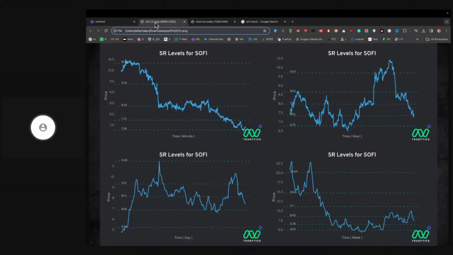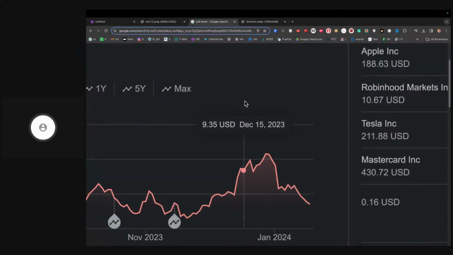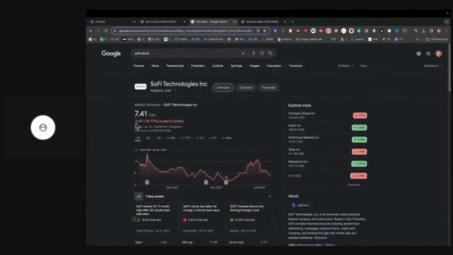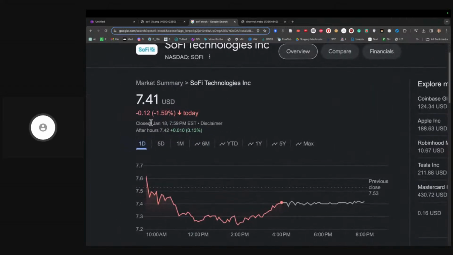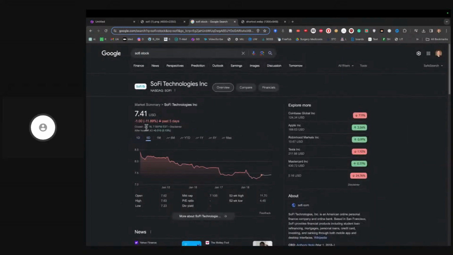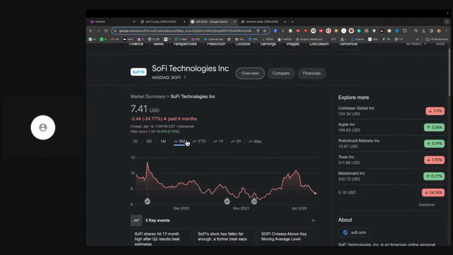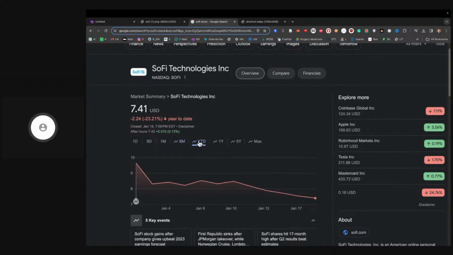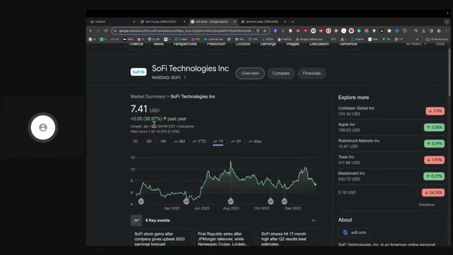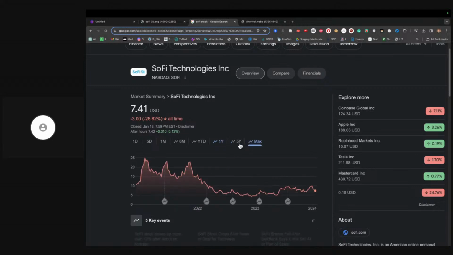But overall, first off, let's just look at the general chart today. SoFi is down 1.59%. Over 5 days, it's down 11.89%. On the month, it's down 25%. Six months down 24%. Year to date down 23%. And then one year up 36%. And obviously, Max, it's still down. But remember, it was in the $4 region, so it had a really magnificent run.